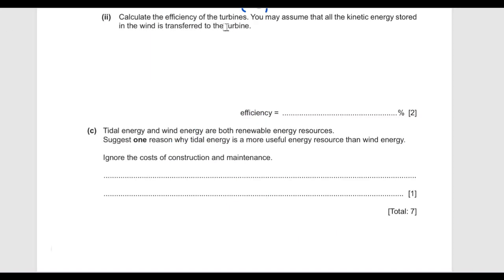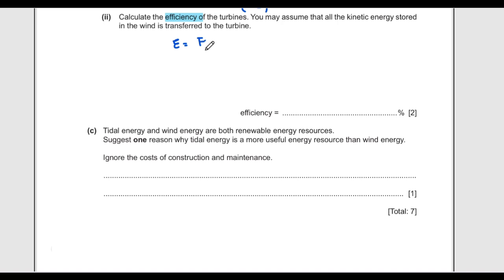Second part says calculate the efficiency of the turbines. You may assume that the kinetic energy stored in the wind is transferred to the turbines. So the kinetic energy of the wind is basically our input, and the output is already told by the question, it's 6,000, and efficiency is energy output over energy input times 100%.